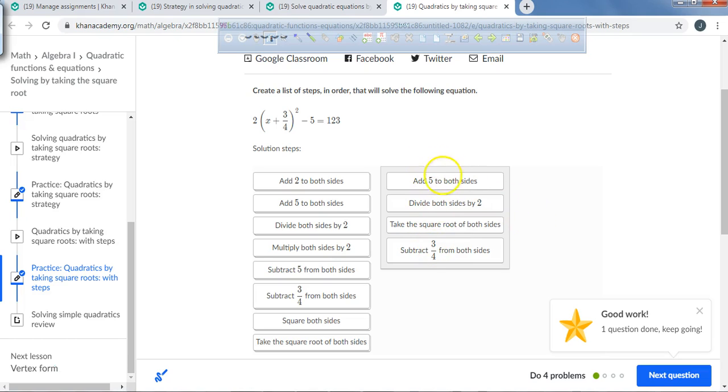Sometimes you're going to use 4 steps, sometimes it might be just 3 steps. Just depends on how many steps. But you're not going to use all of them. You just have to put them in the correct order.